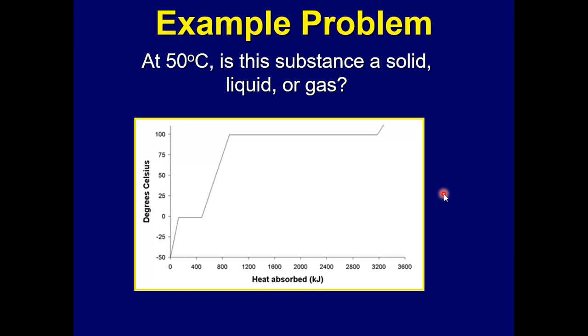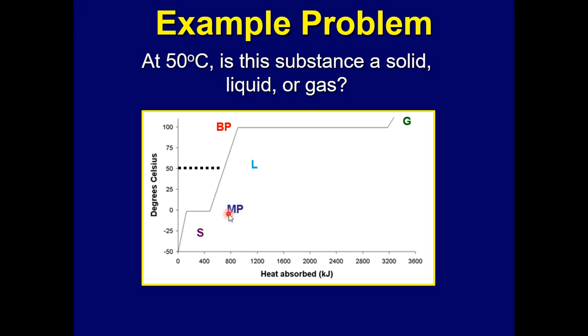So here's an example question. At 50 degrees Celsius, is this substance a solid, liquid, or gas? All right. So it's going to fall right there. So again, you can make it easy on yourself. Just label your points, and 50 degrees falls right between the boiling point and the melting point. So it's going to be a liquid. It's as simple as that.